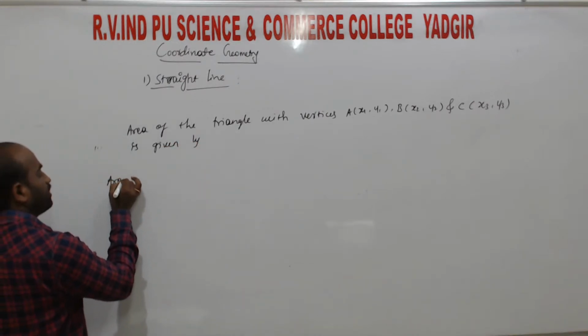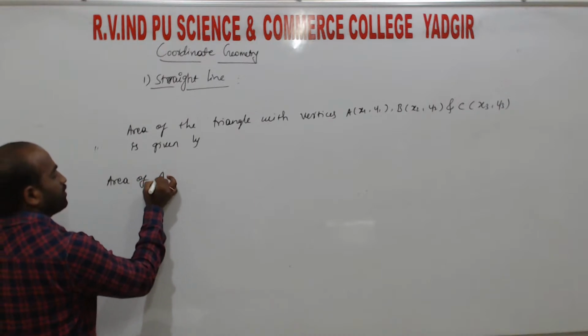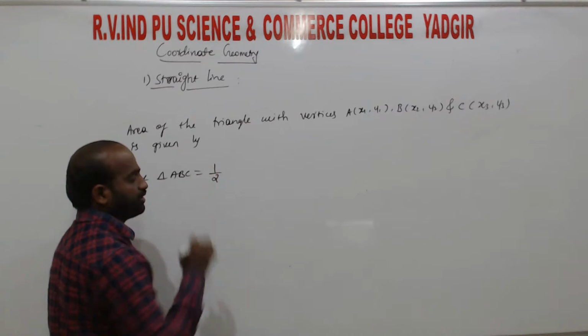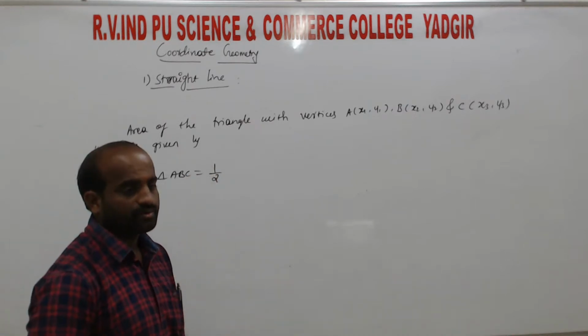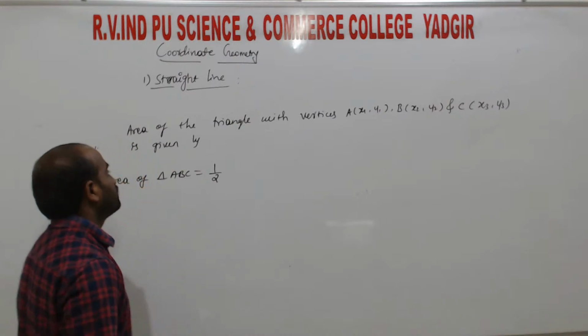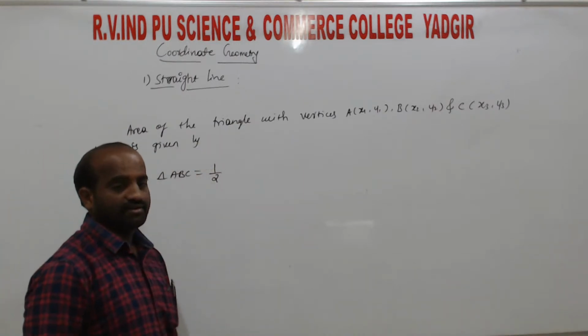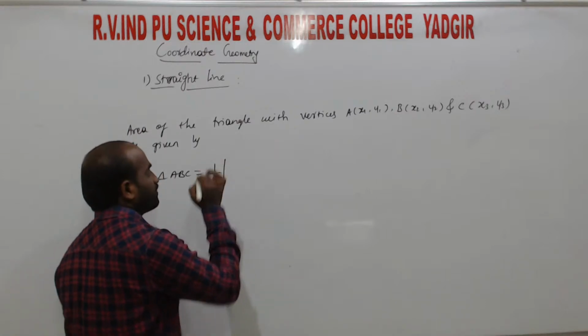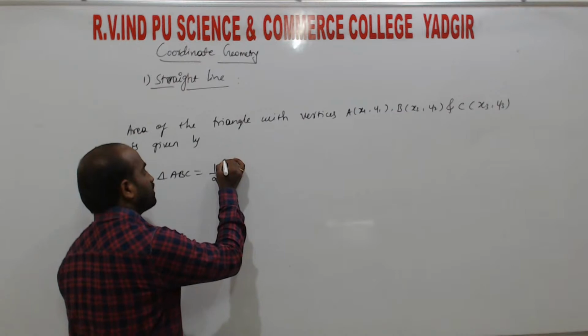Area of triangle ABC equal to 1 by 2 into base into height, the common formula. Half into base into height. When 3 points are given, then find out the area of triangle using this formula. Area of triangle should be positive.